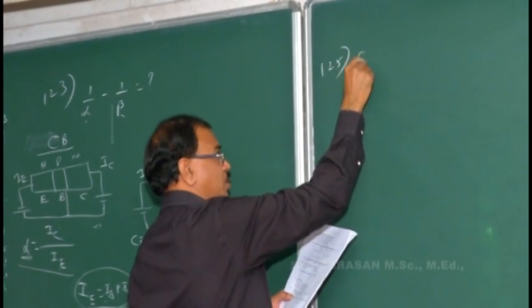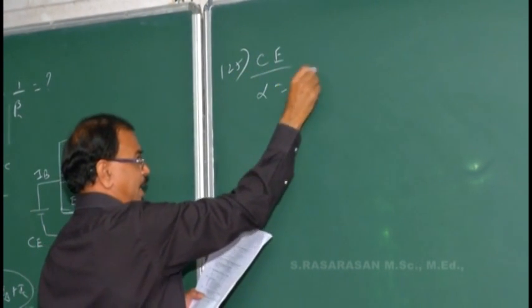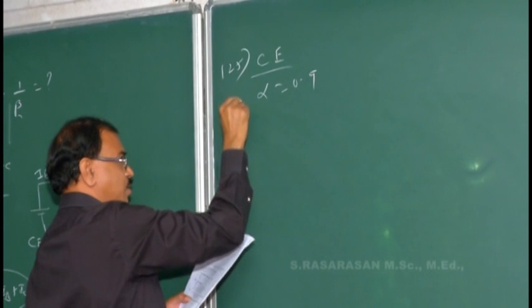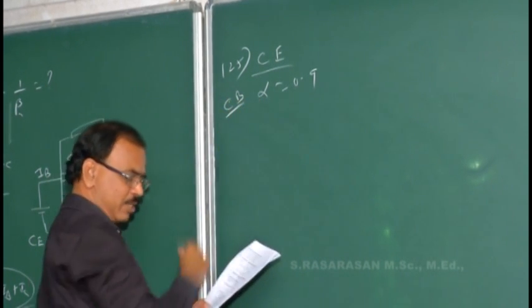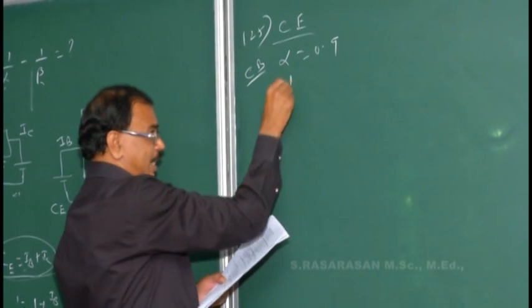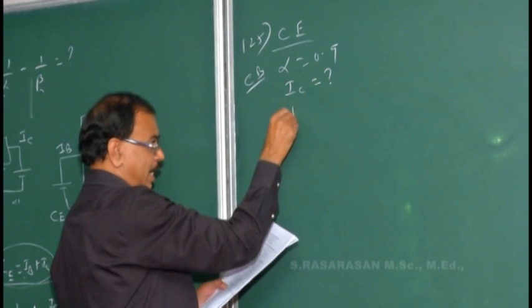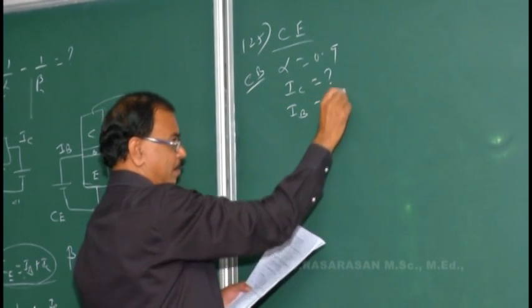A transistor is used in CE configuration. If its alpha is 0.9, this is in CB configuration. Yes, alpha is the current gain in CB configuration. Calculate the collector current IC when the base current is 2 microampere.